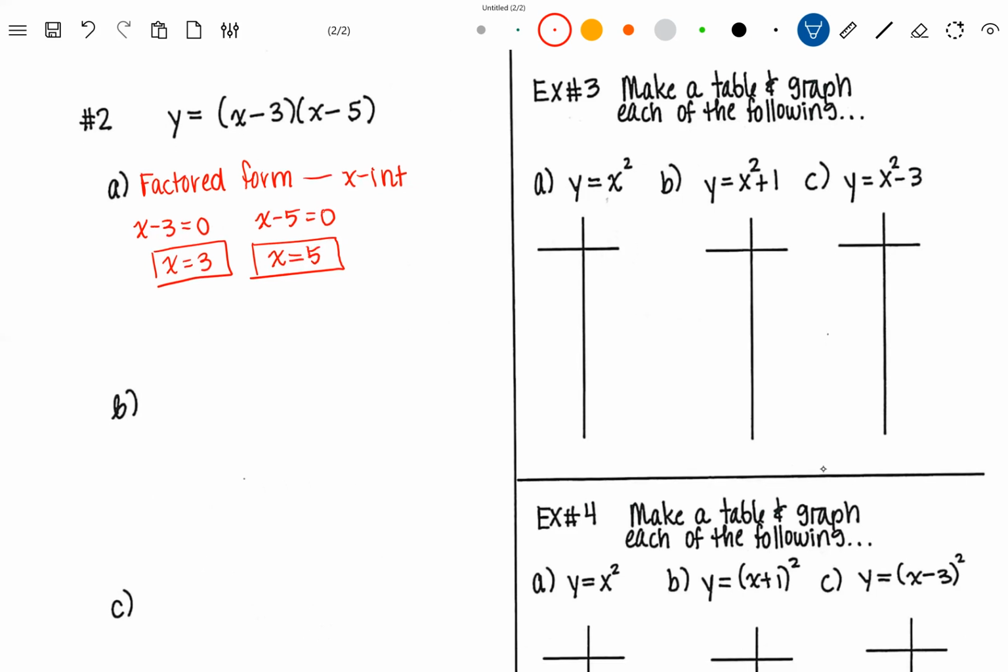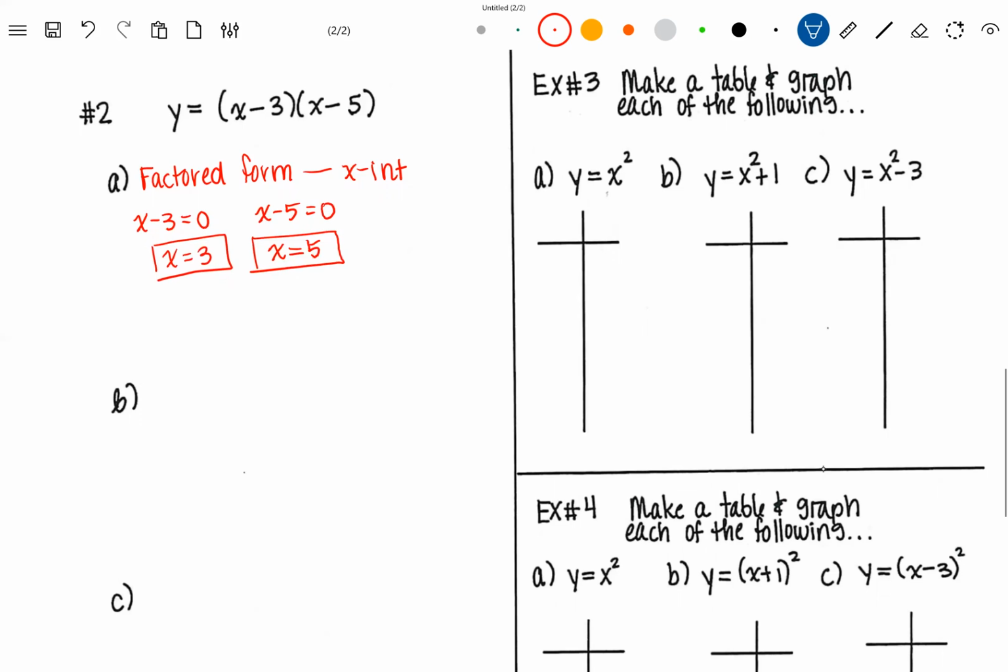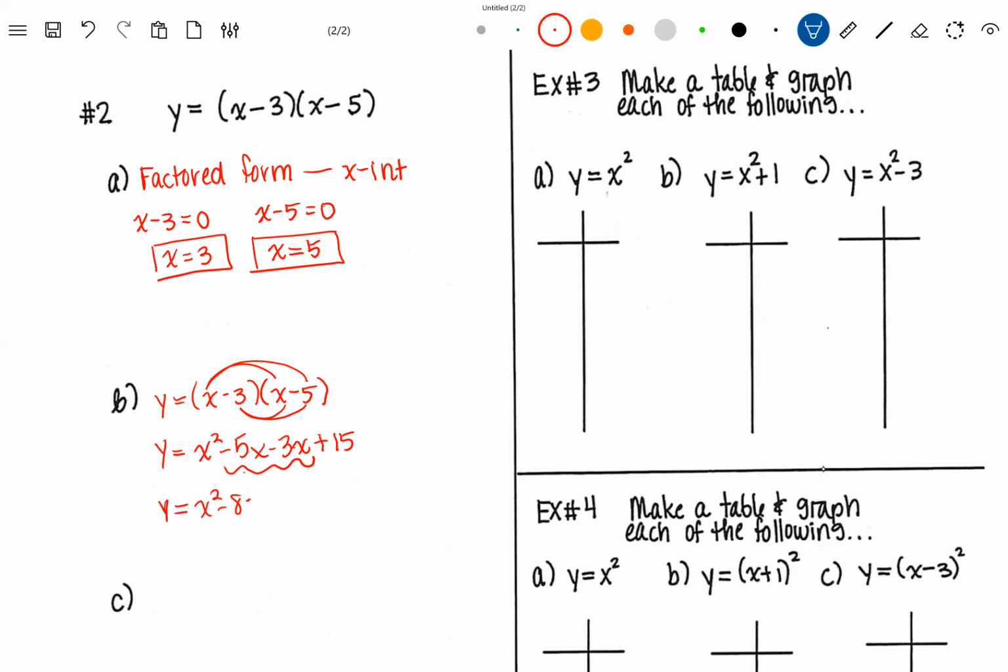B, same directions as example number 1. B says rewrite that in standard form and then tell the new information. So y equals x minus 3 times x minus 5. I'm going to distribute and combine my terms. X times x is x squared. X times negative 5 is negative 5x. Negative 3 times x is negative 3x. And negative 3 times negative 5 is positive 15. Combine those like terms. So standard form looks like this: x squared minus 8x plus 15.